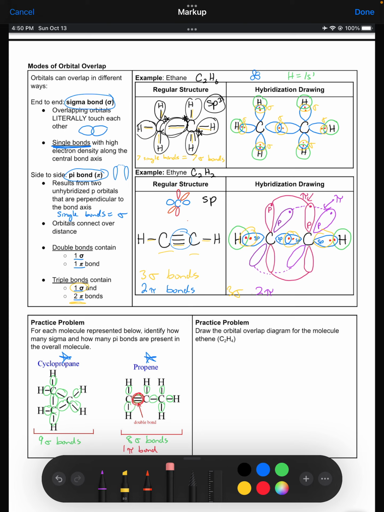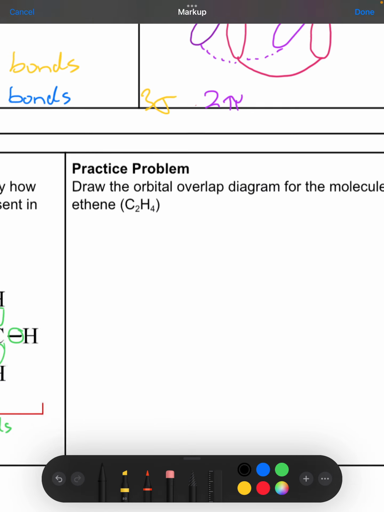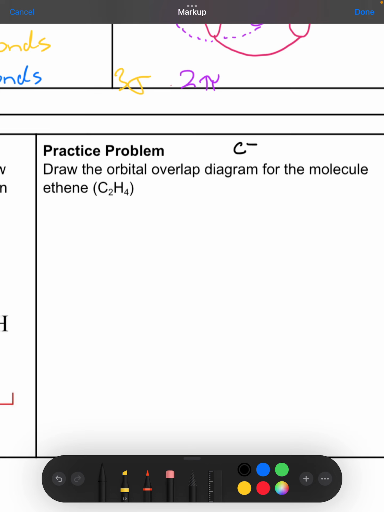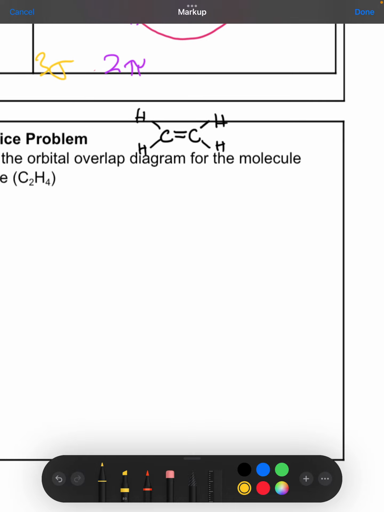Going down to the practice problem, if you are pursuing drawing the orbital overlap correctly, now is a great time to pause the video and see if you can do it by yourself, but if not, feel free to keep watching. For our practice problem, C2H4 would be drawn like this, just to give you an idea of what that molecule looks like overall. I see 4 single bonds in it and 1 double bond, which means that when we draw the orbital overlap diagram, we should be seeing a total of 5 sigma bonds. And since there's a double bond, I'm also going to see 1 pi bond. So just keeping that in mind going forward.